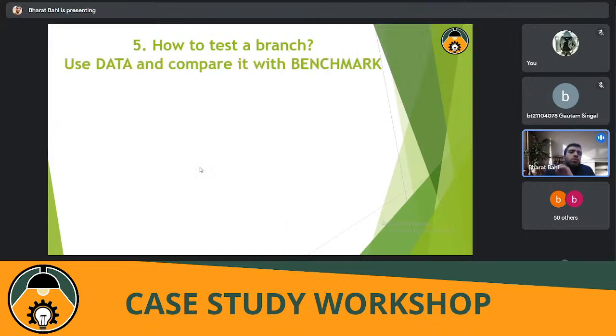So we can basically use some data and compare it with some benchmark. So let us say that मेरे profits कम हो रहे हैं. Now profits कम हो रहे हैं, मुझे कैसे पता चलेगा? I will test it with the historical data. That मेरा historical data ये कहता है.